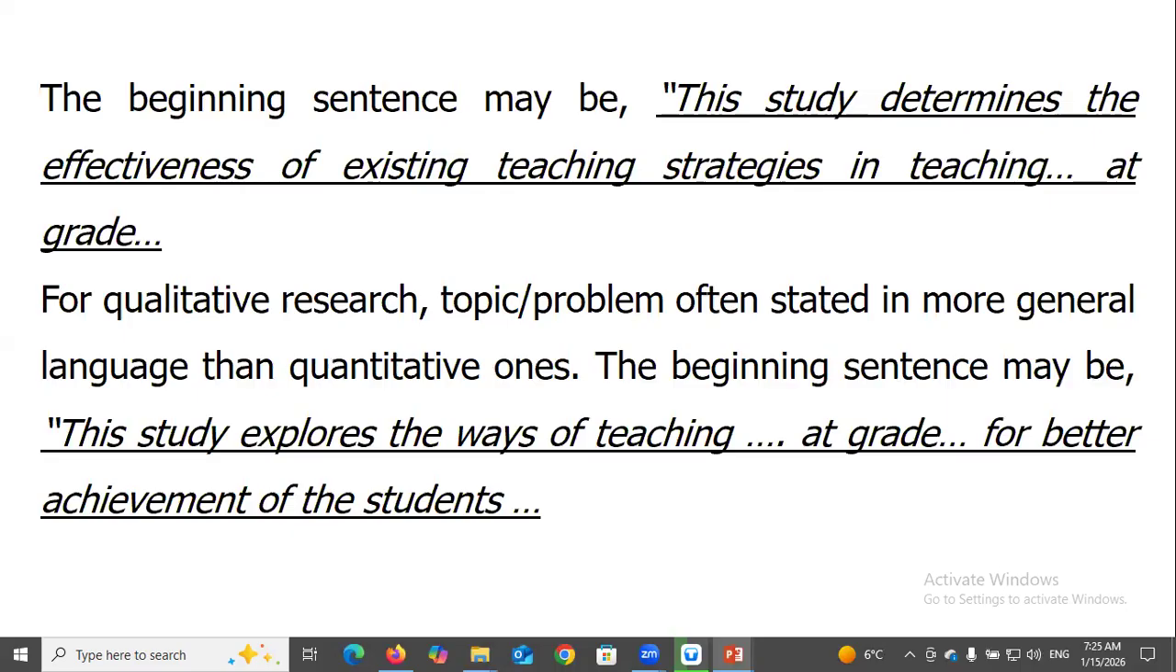For qualitative research topics, a problem is stated in more general language than quantitative ones. The beginning sentence may be: the study explores the ways of teaching science, chemistry, physics at grade 11, 12, bachelor, master's, for achievement of the students.